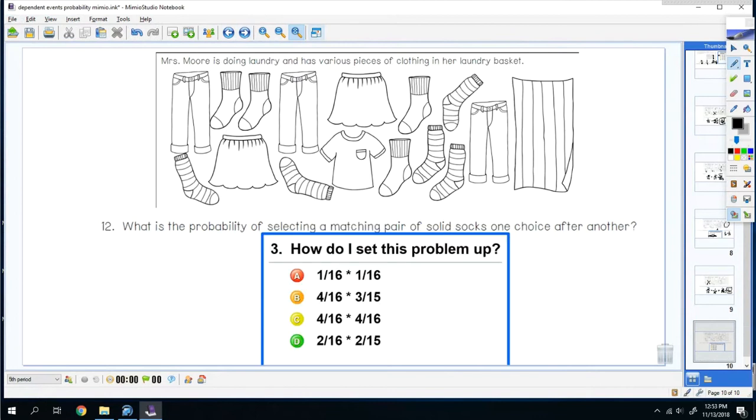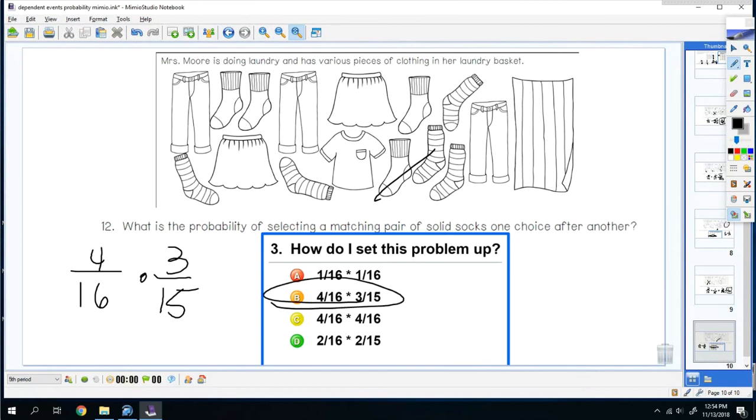Okay, last one. What's the probability of selecting a matching pair of solid socks? Basically, it's what's the probability of getting 1 solid sock and then another solid sock to make a matching pair? So there's 16 items. 4 of them are solid. So it means you take 1 solid sock away. So now there's only 15 items and only 3 solid socks. So the answer would be B. So it'd be 7 over 240, which actually can be simplified. Okay. Thank you guys. That's dependent events.